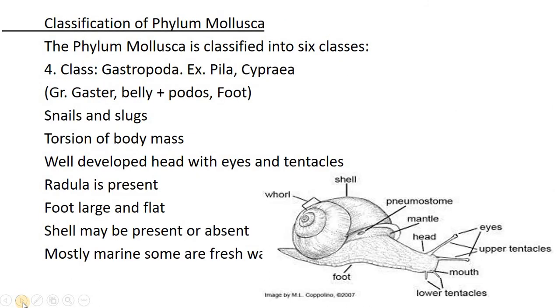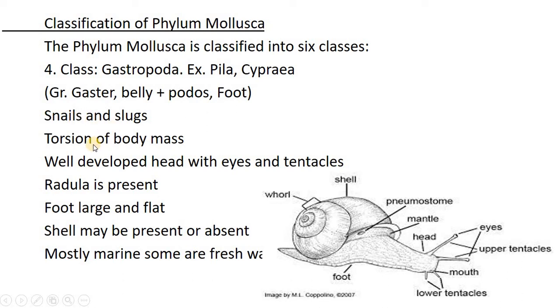Next, class 4, class Gastropoda. Example is Pila globosa, cowries. Now gaster refers to the belly or the stomach. Podas refers to the foot. Now this animal is talking about the torsion, where the shell is dextrorotatory or levorotatory, rightward coiling or leftward coiling, is there for the shell. And these members are commonly called the snails and the slugs.